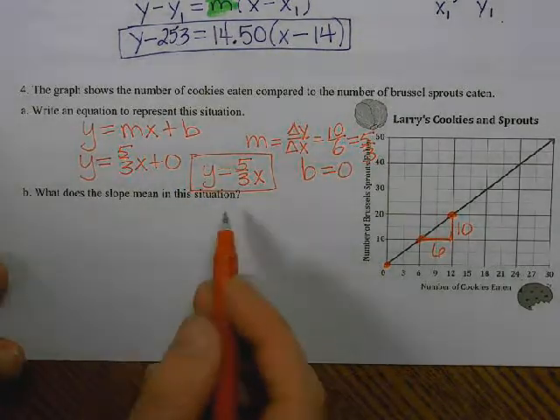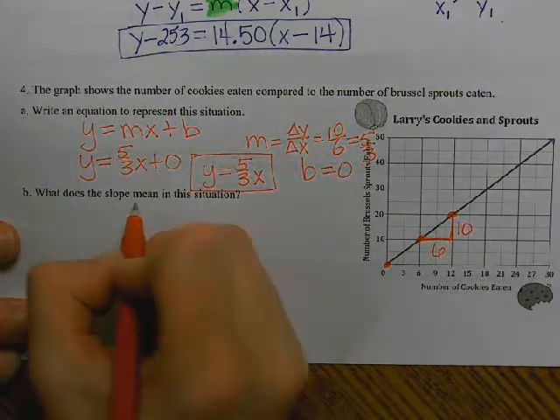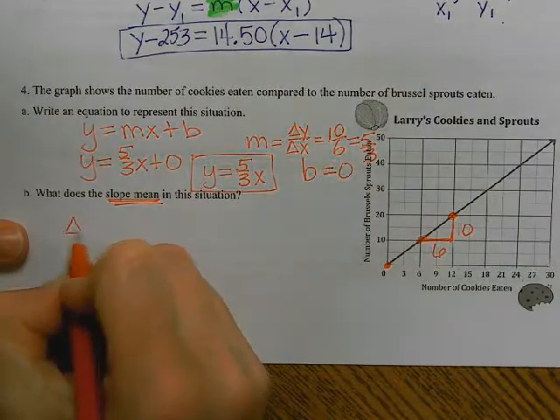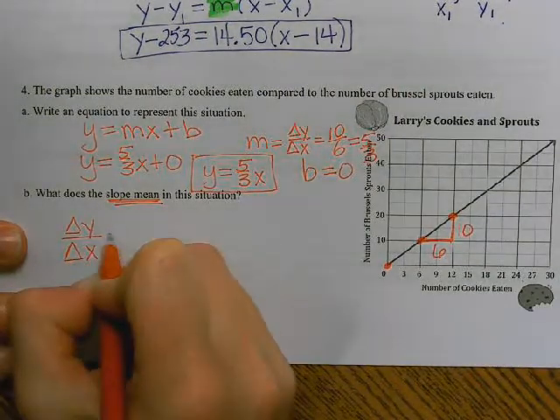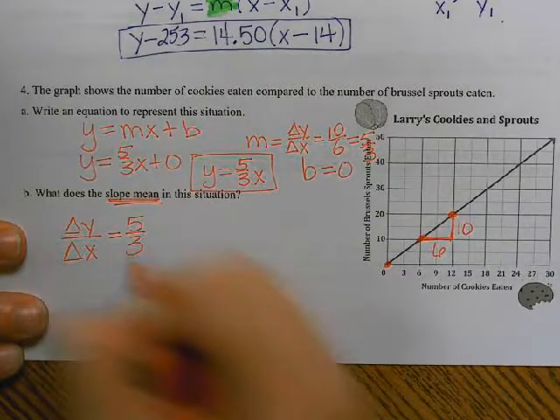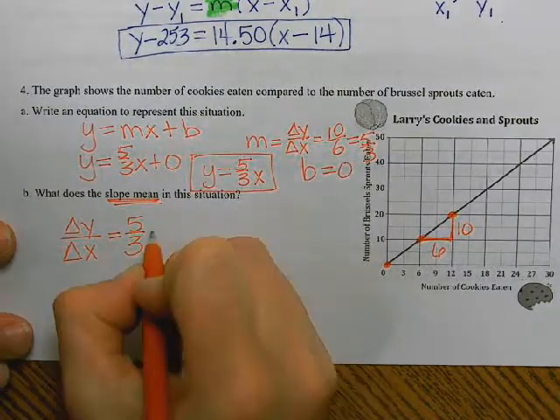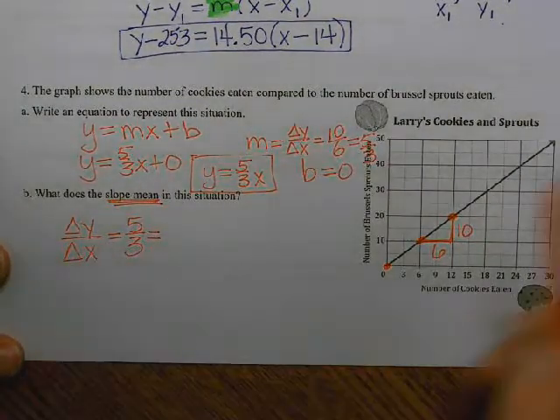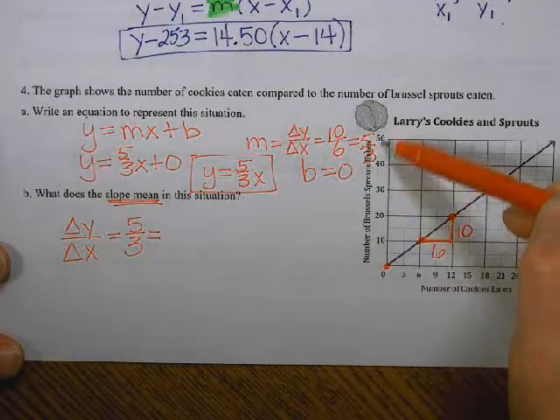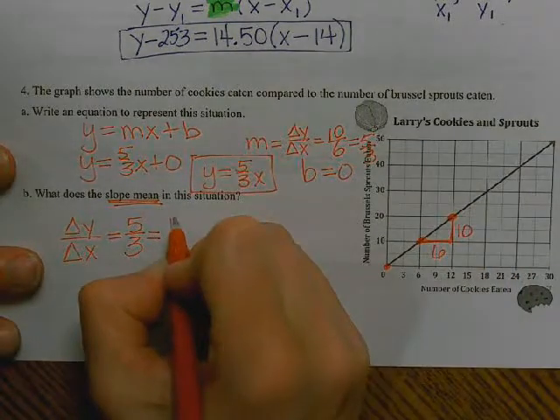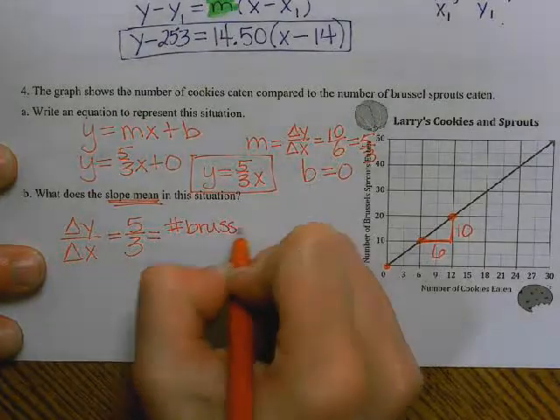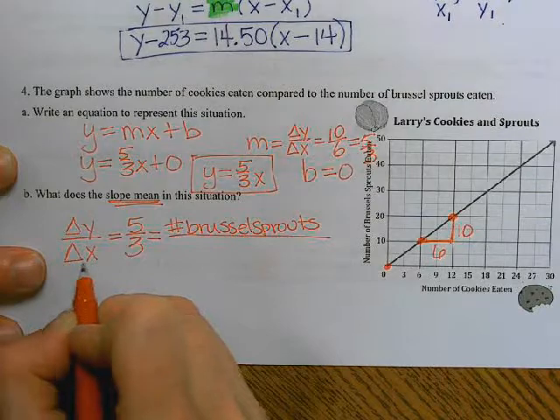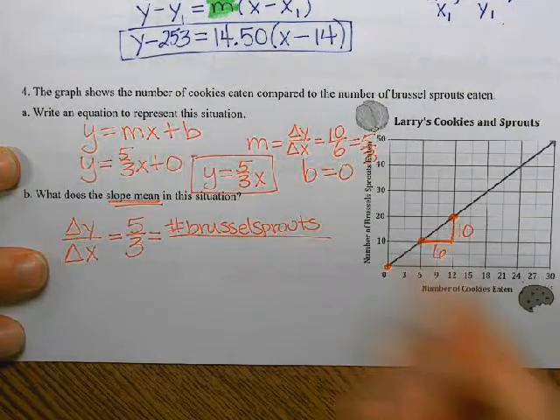All right. What does the slope mean in this situation? If we want to understand what the slope means, we have to look at the axis. Remember, slope is change in y over change in x, and we said the slope was 5/3. So now we're going to interpret that and decide what that means. What does y represent? If you look on the y-axis, it represents the number of Brussels sprouts eaten. And if you look at x, it represents the number of cookies eaten.